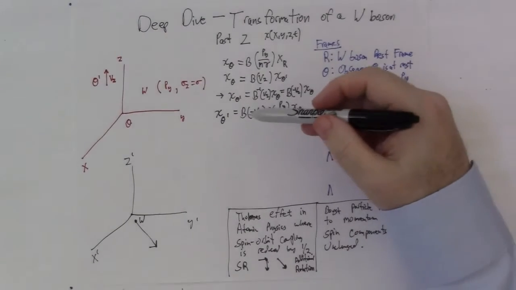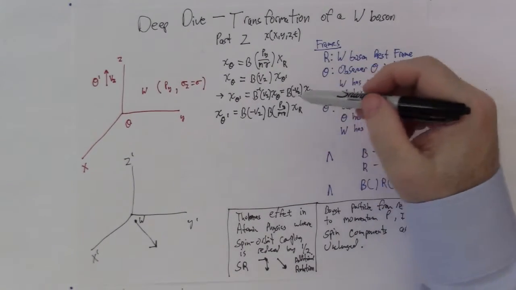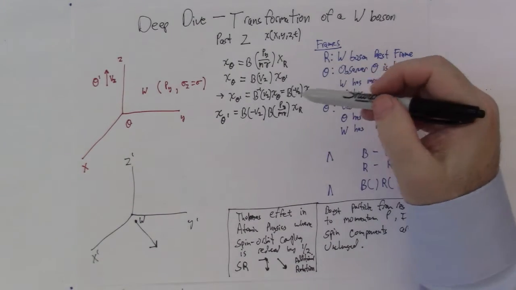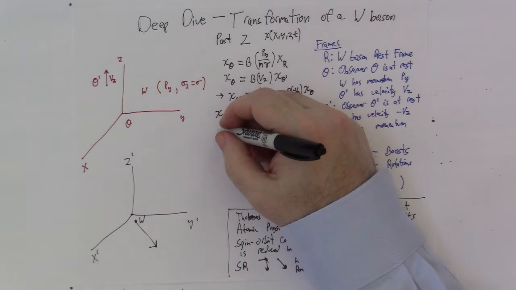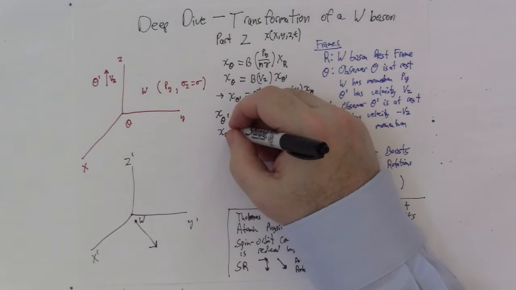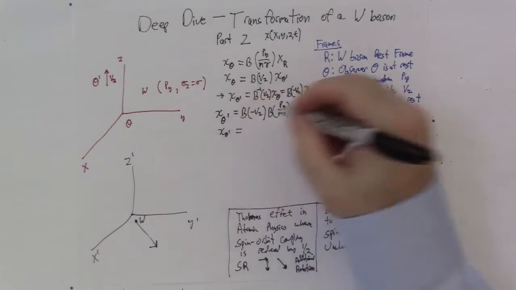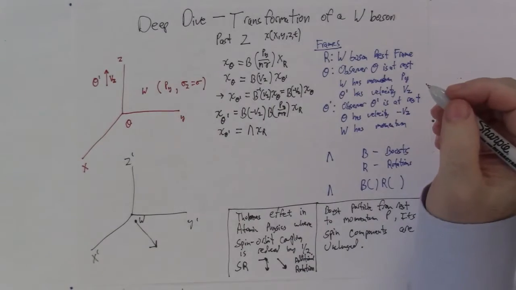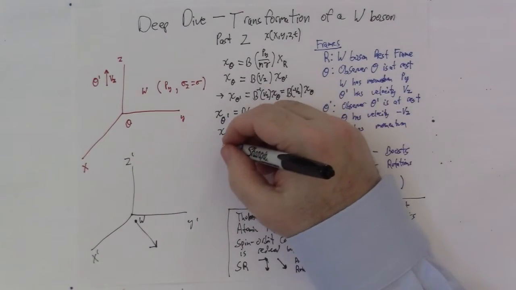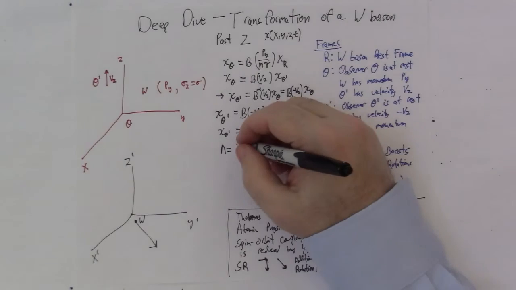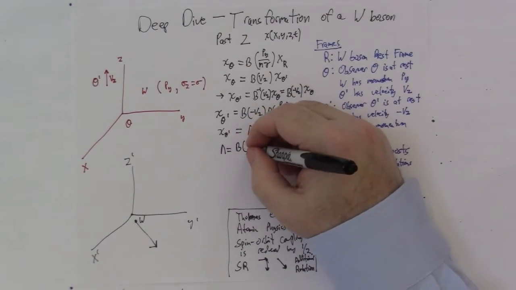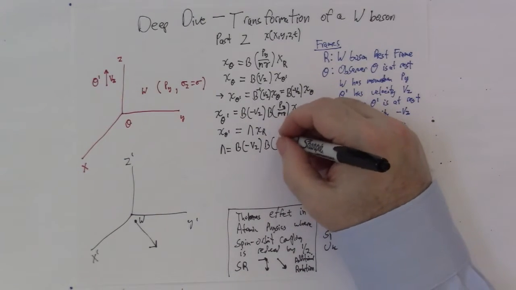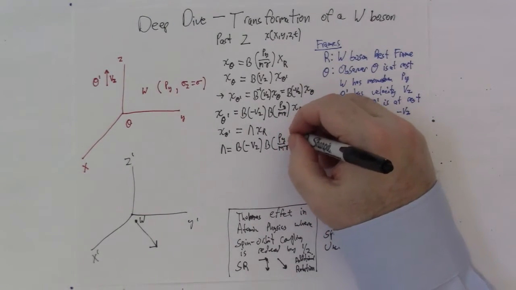And this is where the Thomas effect comes in, because we have two boosts in different directions. One's in the y direction, one's in the z direction. And we know that in general, since it's still a Lorentz transformation, we can write this as lambda times xr. So we know that lambda is equal to B minus Vz times B Py over m gamma.